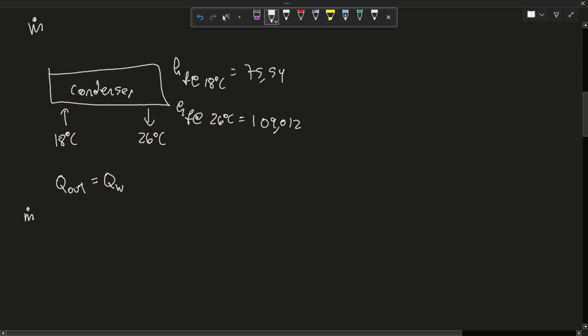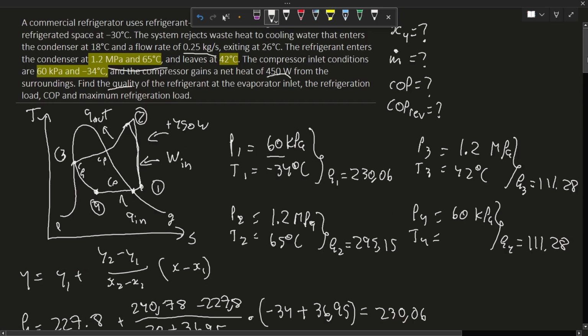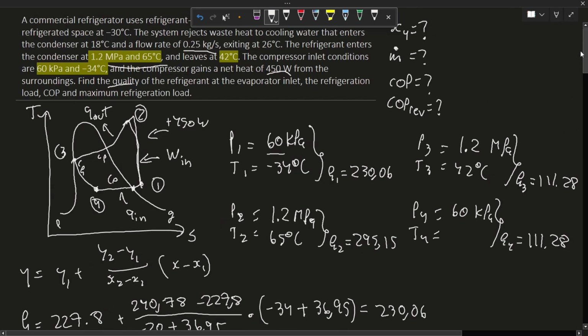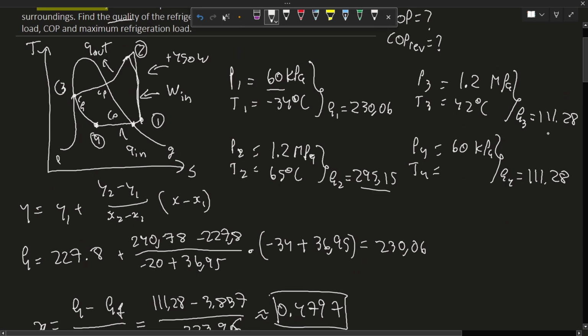So our mass flow rate of the refrigerant times delta h is equal to the mass flow rate of our water, which is 0.25 kilograms per second, times delta h, which is 109.012 minus 75.54. So which h's are we taking? You go to your TS diagram right over here, 2 to 3. So you take h2 minus h3.